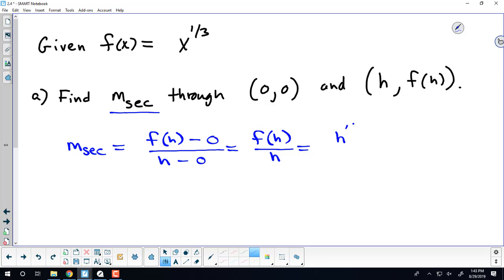So that's just h to the 1/3 over h. And then we can simplify that as h to the negative 2/3. And so that's it. Or we could write this with positive exponents: 1 over the cube root of h squared.